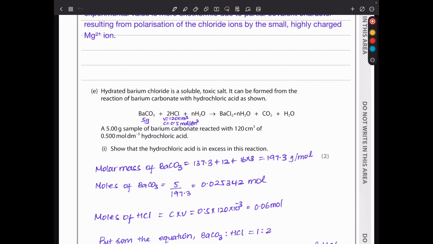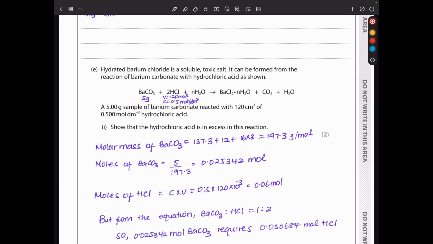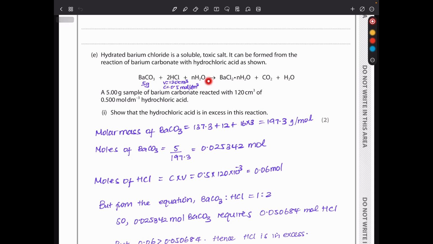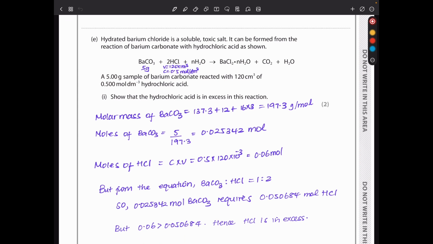Then part E, hydrated barium chloride is a soluble toxic salt. It can be formed from the reaction of barium carbonate with hydrochloric acid as shown. So this is the reaction. They say a 5-gram sample of barium carbonate reacted with 120 centimeters cubed of 0.5 mole per decimeter cubed hydrochloric acid. Show that the hydrochloric acid is in excess.